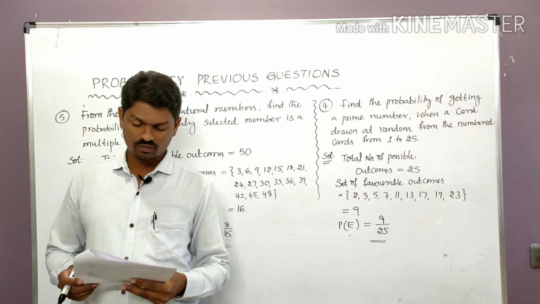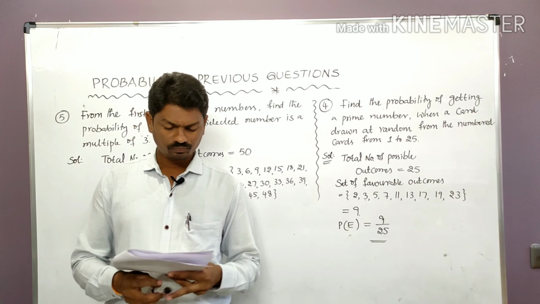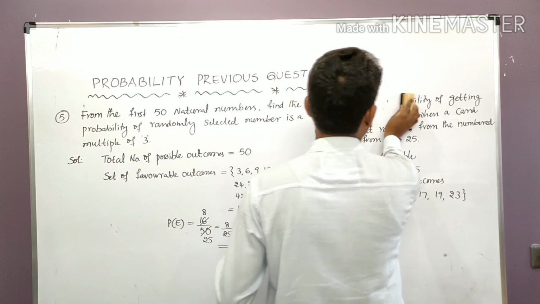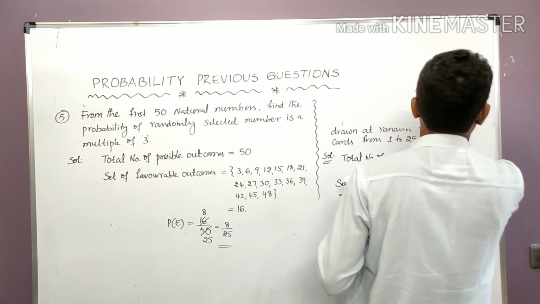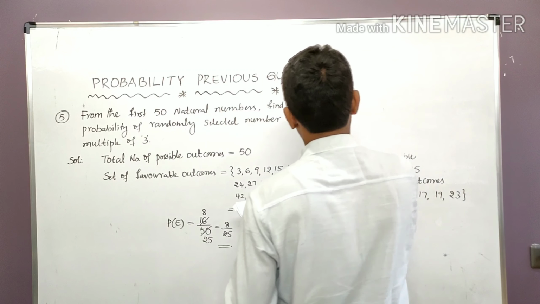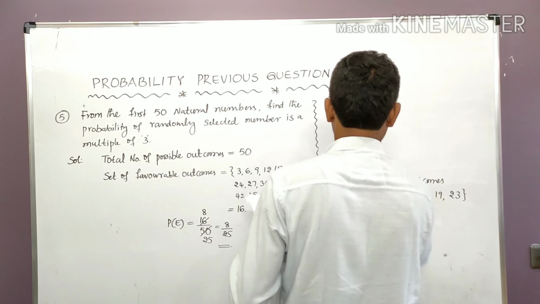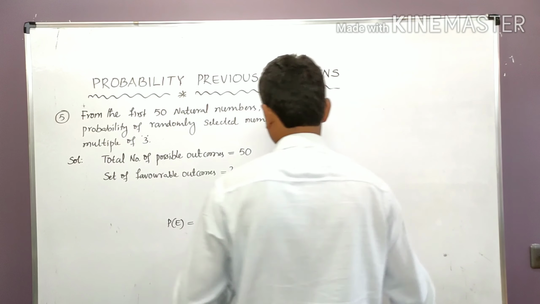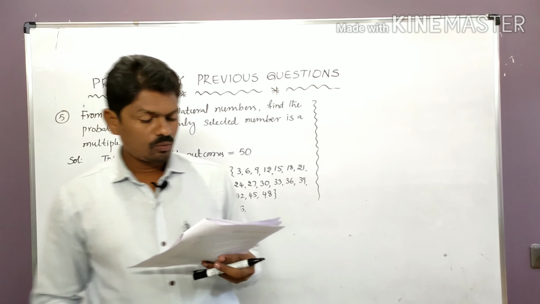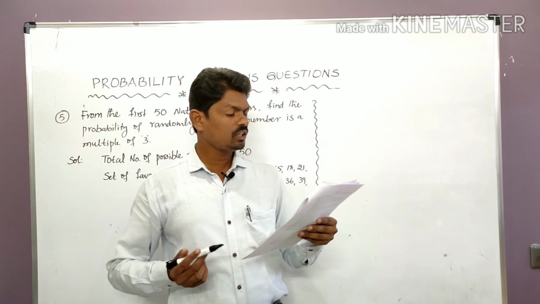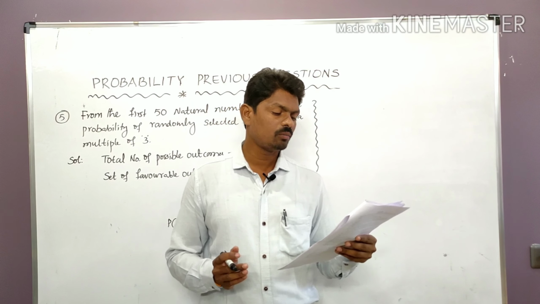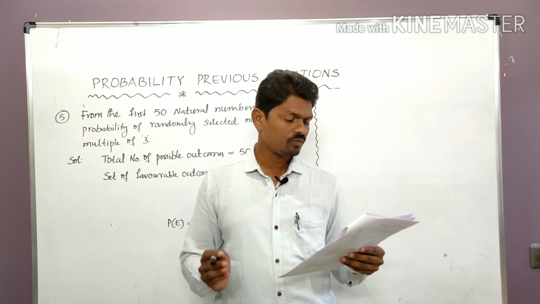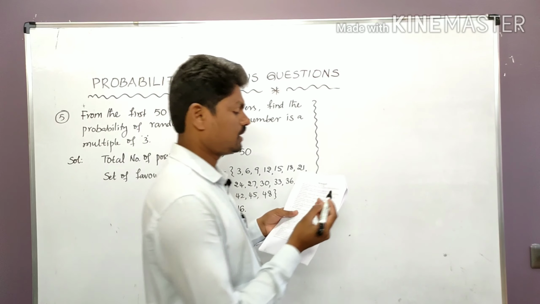So see students, next one more problem. A die is thrown once. Find the probability of getting a composite number.